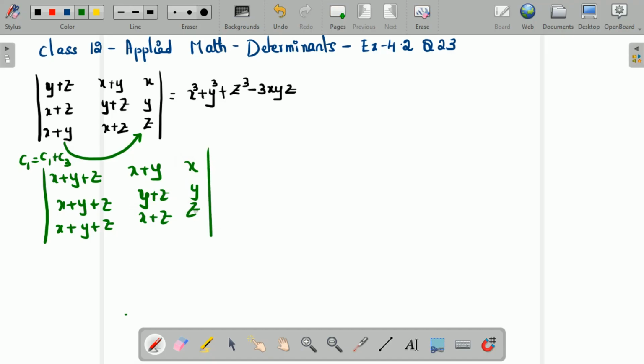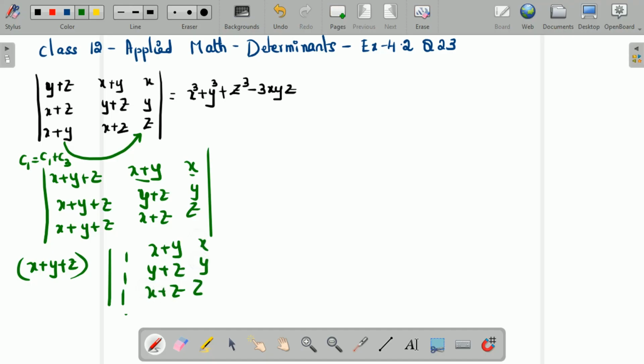Now let's do the next transformation. See here, this is x plus y and x. So if I subtract here, then I will get a single value instead of the positive value. So let's take out this first element, x plus y plus z. I'm going to reduce this to 1, 1, 1, and this becomes x plus y, y plus z, and x plus z. Here comes your x, y, and z.